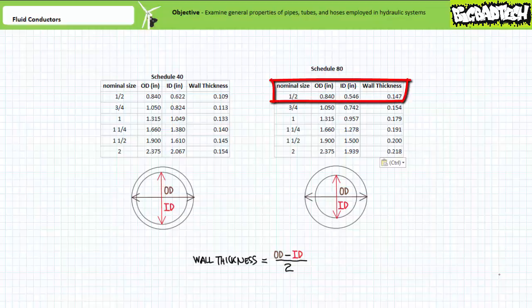Similarly, a nominal half-inch Schedule 80 pipe has an OD of 0.84 and an ID of 0.542 inches. This corresponds to a wall thickness of approximately 0.147 inches. You'll note the OD of the related nominal half-inch pipes is the same, and the ID is comparatively smaller for the higher schedule pipe. This correlates to a thicker wall, thus suitability for higher pressure applications.